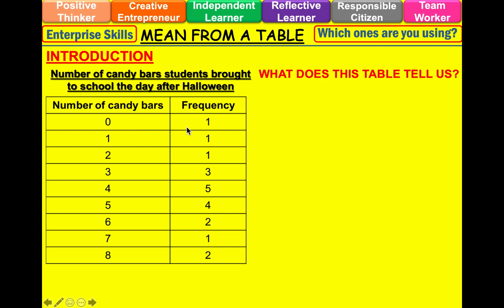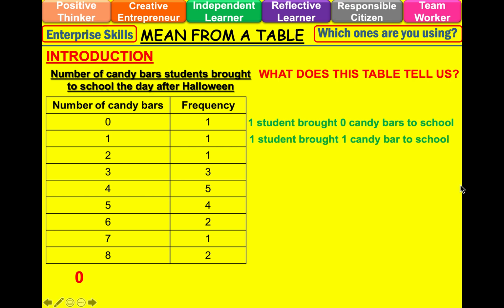So 0 candy bar, 1, 1, 1, 2, 1. So what does this tell you? What do you think? You can have a think about it. What does this table tell you? I think it tells you that one student bought 0 candy. That's frequency 1. One student bought 1 candy, this is the second part. And one student bought 2 candy, this one.